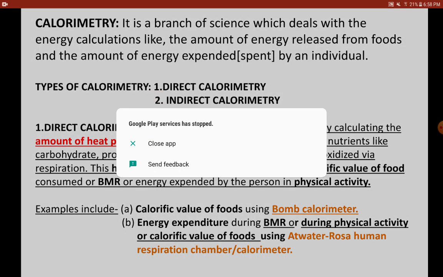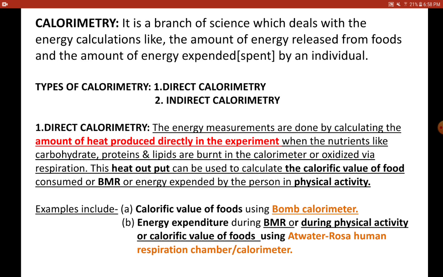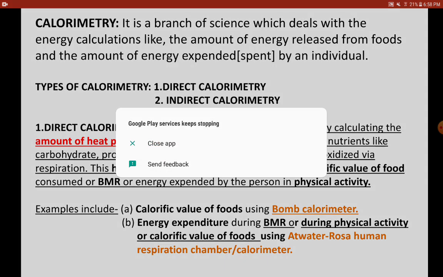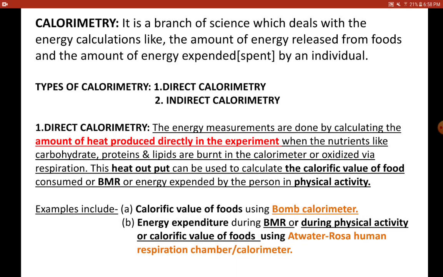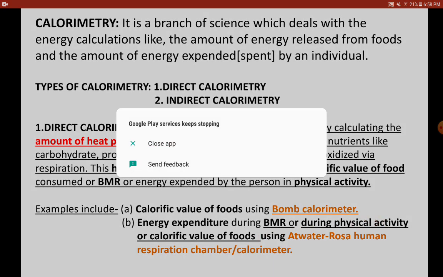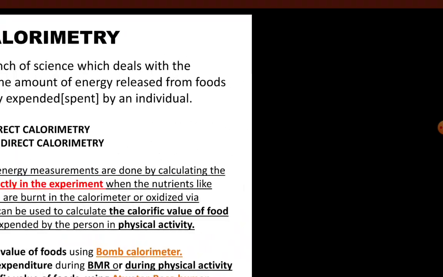Now certain examples of direct calorimetry are calorific value of food, wherein we have already discussed using the bomb calorimeter, and as I just now mentioned, you can also find out heat output in an experiment using the Atwater Rosa human respiration chamber or calorimeter. So this experiment can be used to even find out the BMR of the person or how much energy he spent in a mild physical activity.